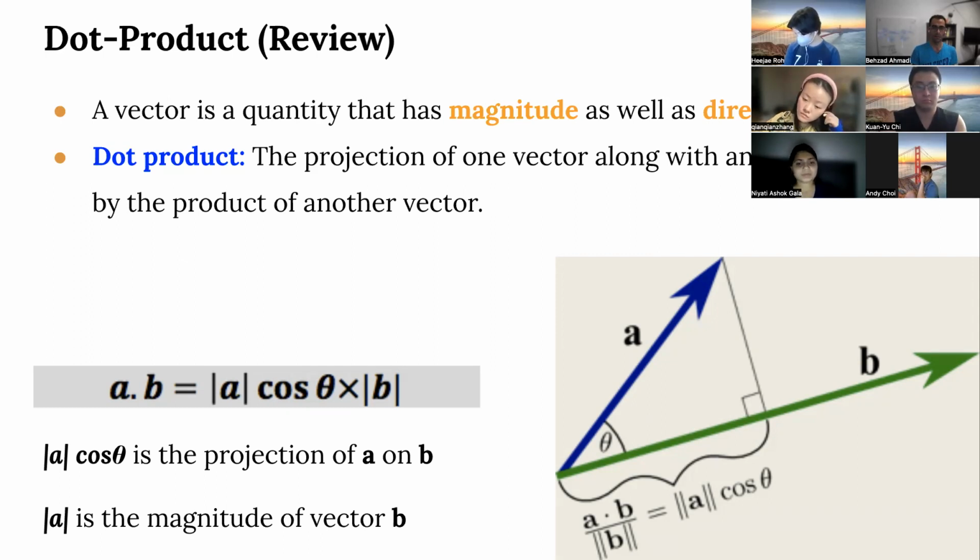But the idea here is that if you have two vectors, A and B, you can project one vector on the other, right? So if you have A and B here, this part is called the projection of A over B. So the magnitude of vector A times cosine theta is the projection of A on B. Okay, that's just the magnitude, and this is called the magnitude of vector A.